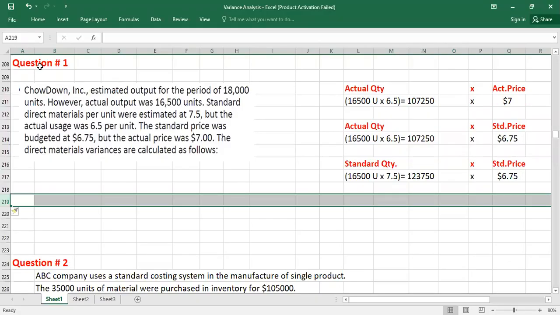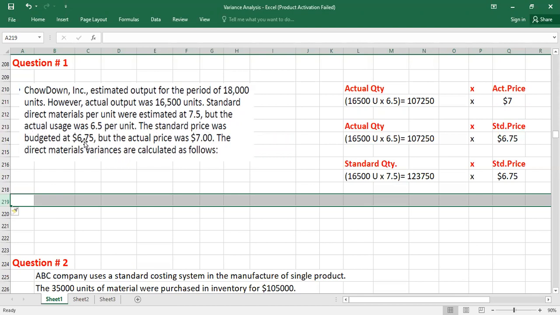So here we have question number one. They're telling you we have one company, and the company's estimated output for the period is 18,000 units. So this is the estimated output, you can say it's budgeted. However, actual output was 16,500 units. This is the actual level of output. Standard direct materials per unit were estimated at 7.5. Like it is the budgeted for 1 unit, so we were estimating that we will use 7.5 of material. But the actual usage was 6.5 per unit. This is the actual usage of the material. The standard price was budgeted as $6.75.